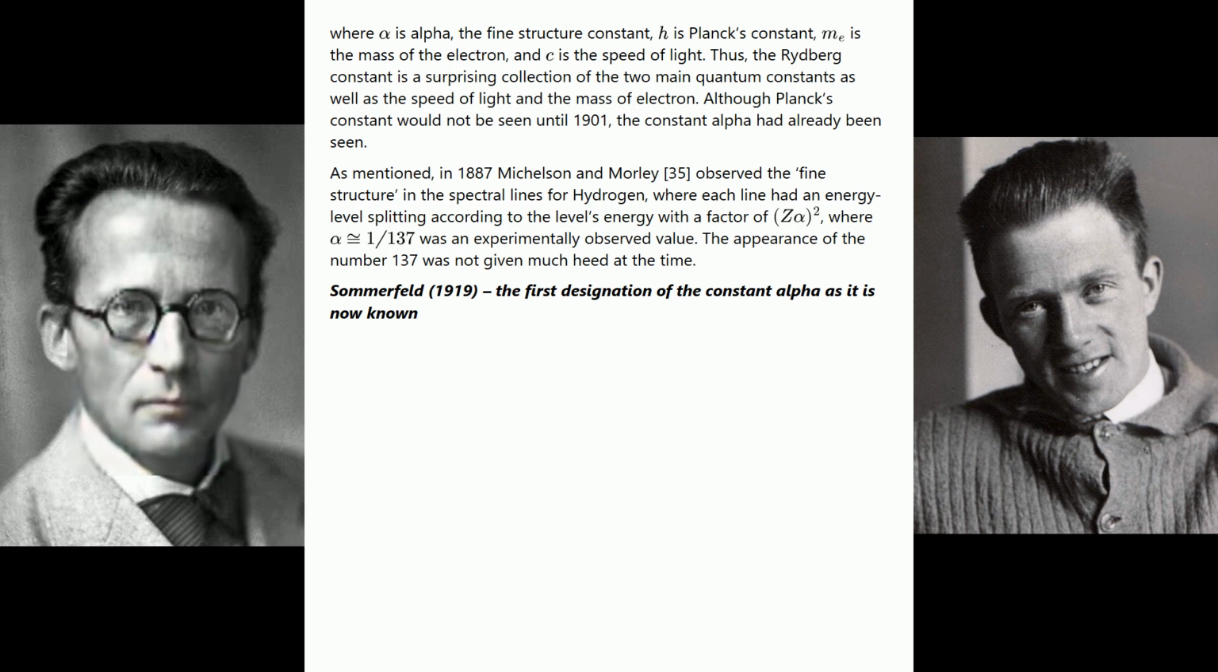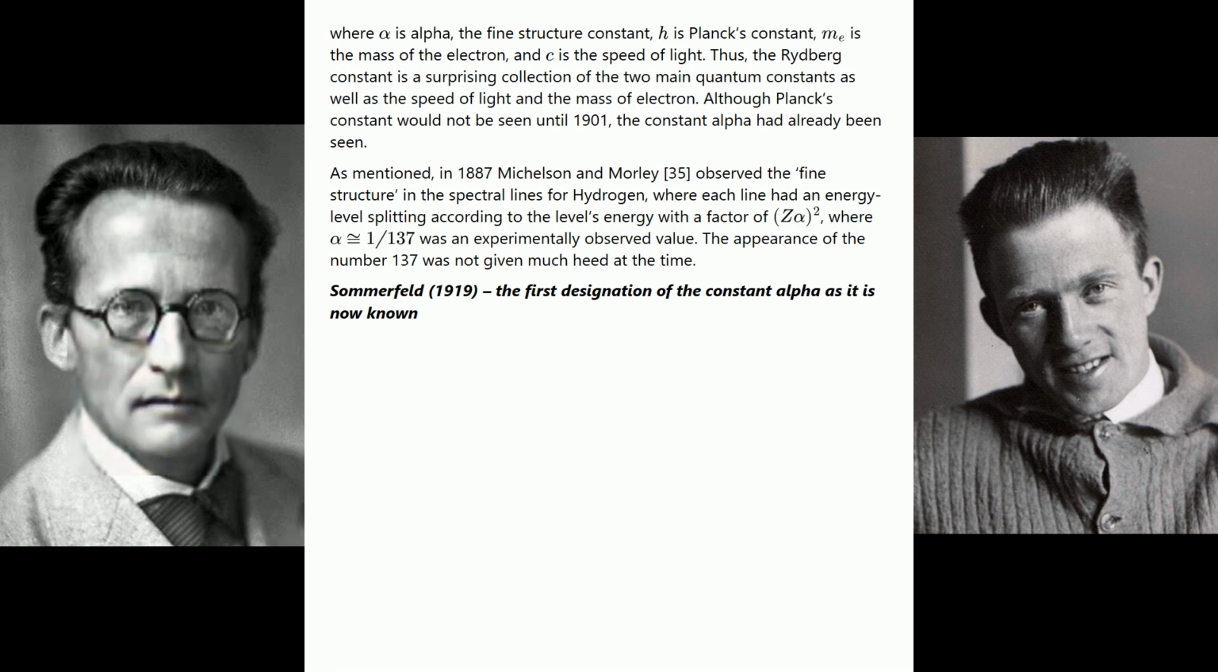Although Planck's constant would not be seen until 1901, the constant alpha had already been seen. As mentioned, in 1887 Michelson and Morley observed the fine structure in the spectral lines for hydrogen, where each line had an energy level splitting according to the level's energy with a factor of Z alpha squared, where alpha approximately equals 1 divided by 137 was an experimentally observed value.